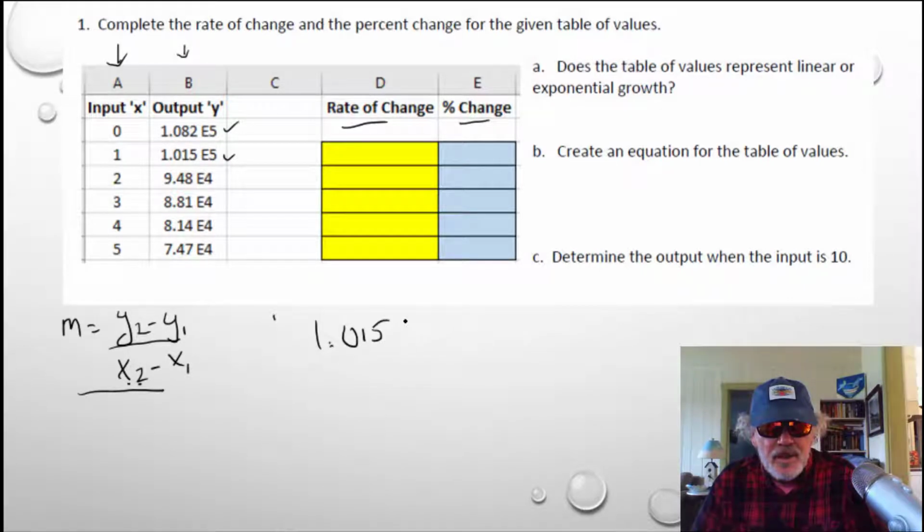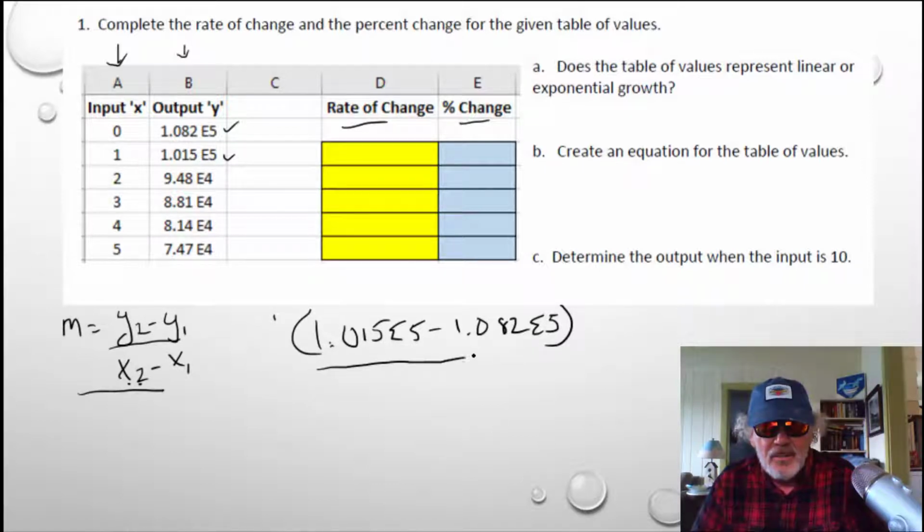1.015 E5, and subtract 1.082 E5. I'm going to put that in parentheses because it's in the numerator, and I have a separate denominator, and the denominator is just going to be 1 minus 0. It doesn't always have to be sequential. If this number, for instance, was a 4, it would be 4 minus 0. But it's not. It's a 1.